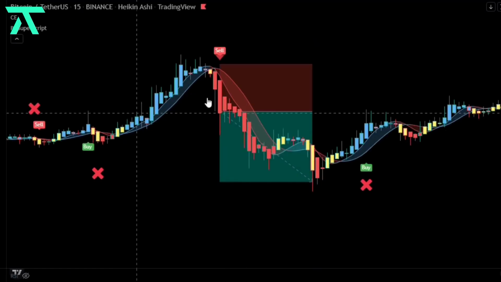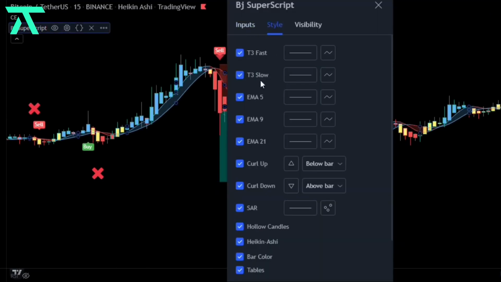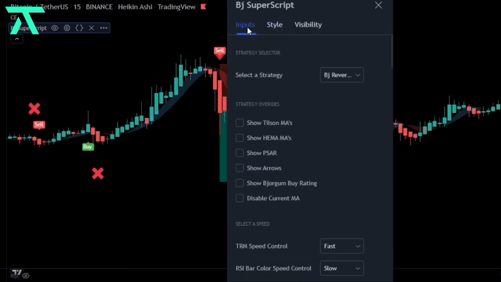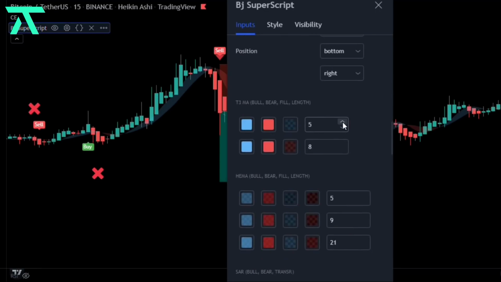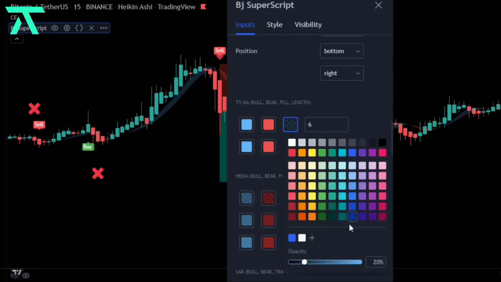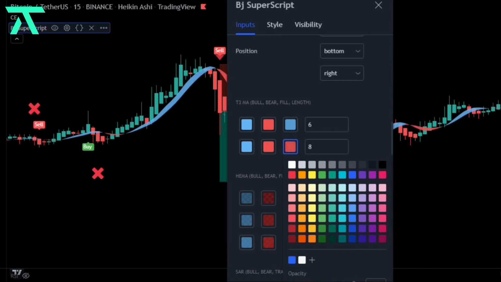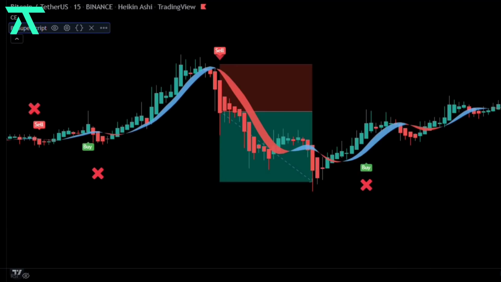Now let's go to the settings of this indicator. Pay attention to the settings of this indicator. I turn off all options from the style section. Then go a little lower in the inputs section. Change the number of the first option to 6, then make the blue and red colors more colorful. As you can see, the color of the indicator became clearer.